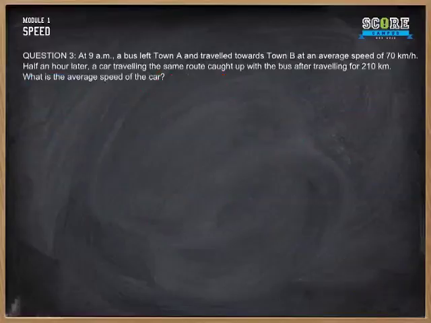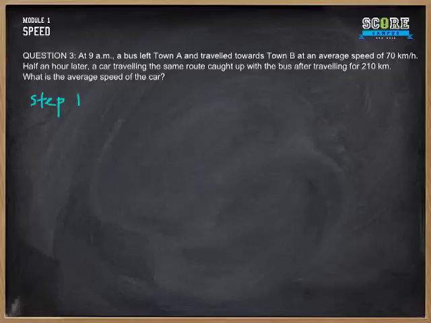Question 3. At 9 a.m., a bus left town A and traveled towards town B at an average speed of 70 kilometers per hour. Half an hour later, a car traveling the same route caught up with the bus after traveling for 210 kilometers. What is the average speed of the car? We are looking for the average speed. That is going to be the final answer.